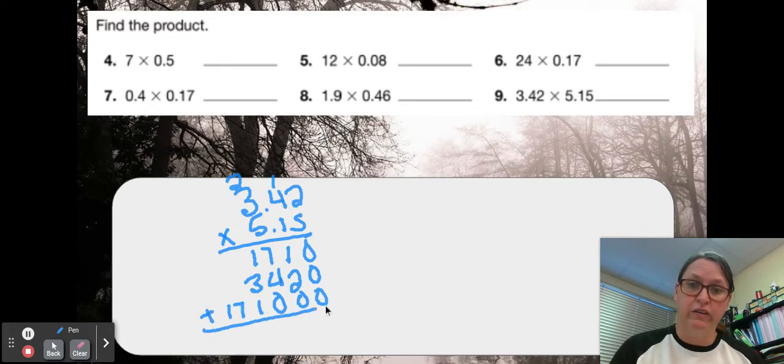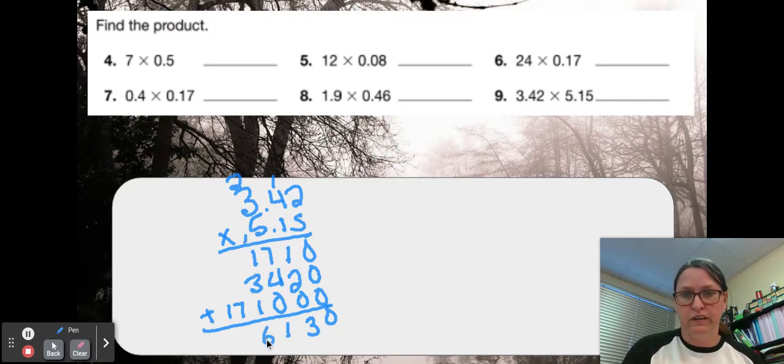Now I have to add all those up. So 0 plus 0 plus 0 is 0. 1 plus 2 plus 0 is 3. 7 plus 4 is 11, plus 0 is 11. 1 plus 1 plus 1 plus 3 is 6. 7 plus nothing is 7.